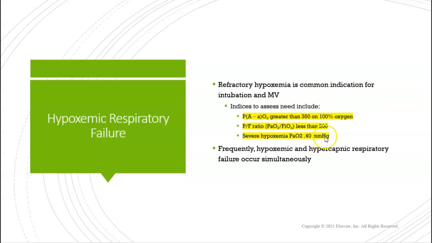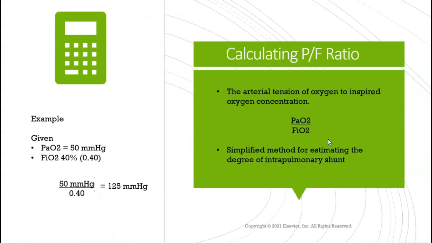One I added that wasn't mentioned in your book, but I've seen in other references, is severe hypoxemia. So if you have an ABG that comes back and the PaO2 on any, even room air, is 40 or less, you're not monkeying around with trying to put them on supplemental oxygen. You should probably just intubate. So frequently you will see hypoxemic and hypercapnic respiratory failure happening at the same time. So it's not uncommon to see both. It's not an either or. A lot of times you're seeing this in both patients.